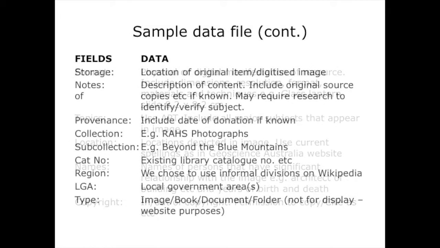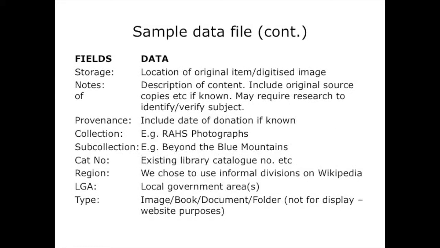Storage refers to the location of the original item or master copy of the digitized image. Notes is where you would enter a description and fuller identification of the content of the image. This, as well as the title field, may often require research to identify or verify the subject. If the image is a copy, it is also here that you would include details of the source of the original image. Provenance is the place to enter donor and date of donation if known.